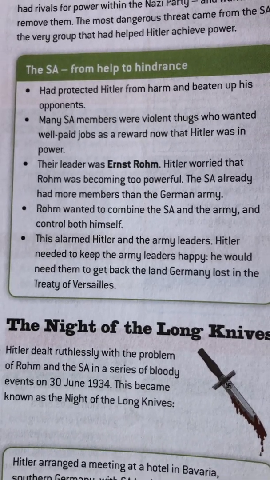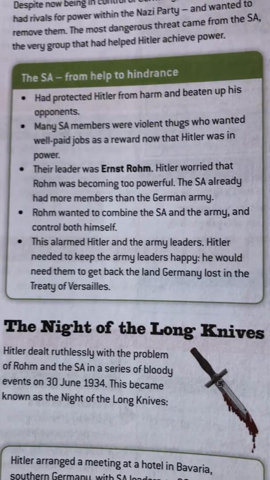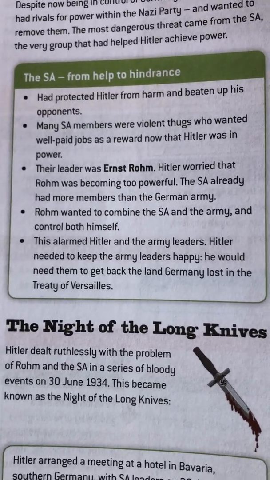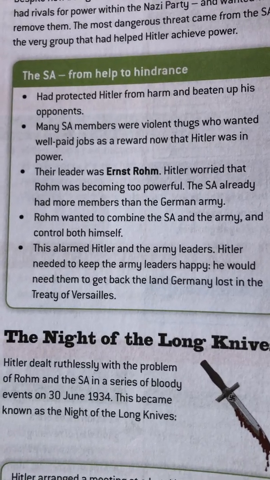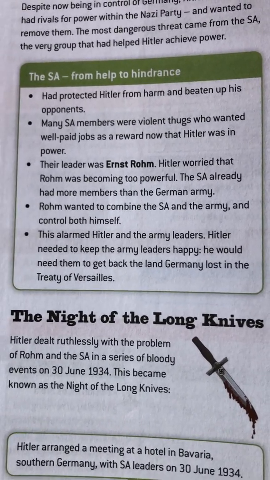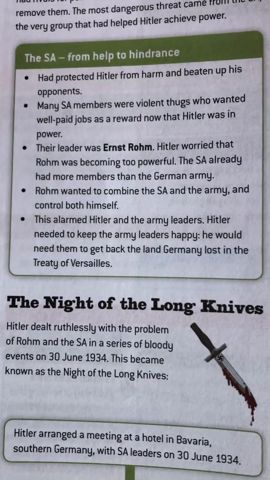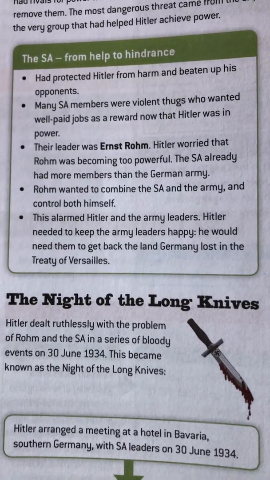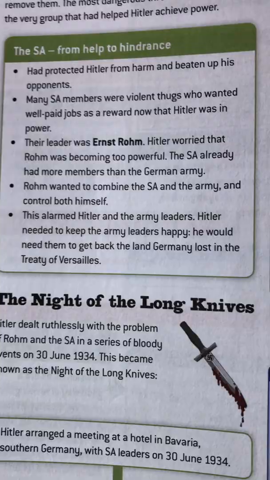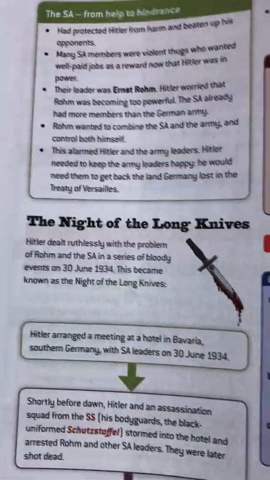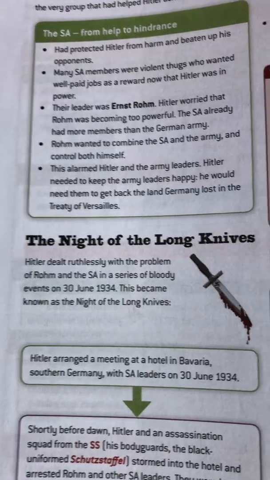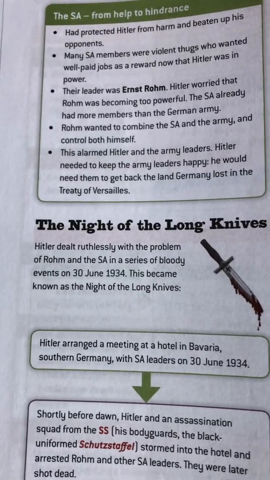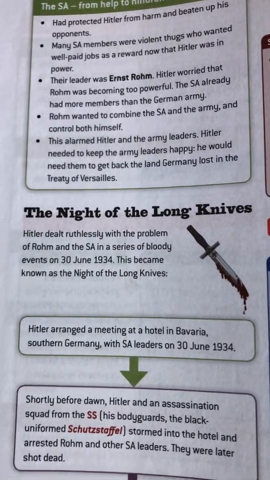Hitler worried that Röhm was powerful and popular, and he might actually be able to overthrow Hitler as leader of the Nazi Party. The SA had more members than the German army, so there were more people within the military wing of the Nazi Party than in the German army. Röhm wanted to combine the SA and the army into one group which he would control, and that really worried Hitler because he was aware that Röhm would be able to challenge him for power.